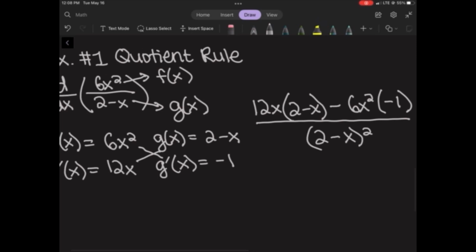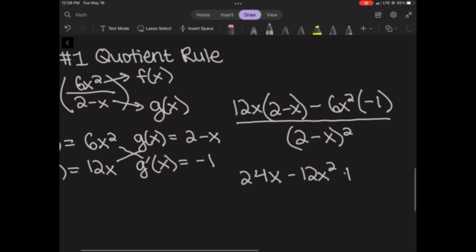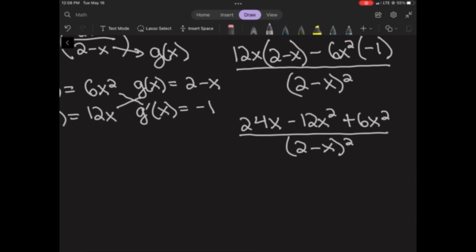And now I'm going to simplify and combine like terms. So first off is to multiply 12x and 2 minus x. And then I'm going to multiply 6x and negative 1. And then multiply it by a negative sign since there's a negative sign in front of that. And that is my final answer once simplified.